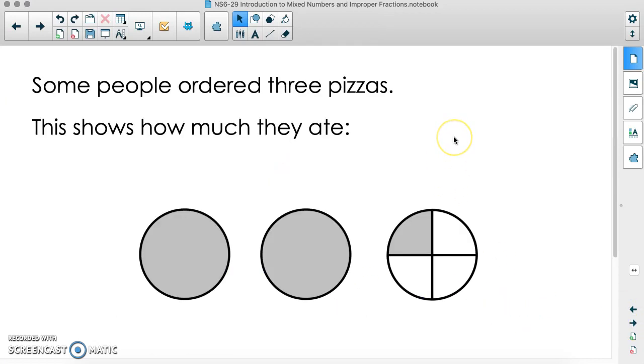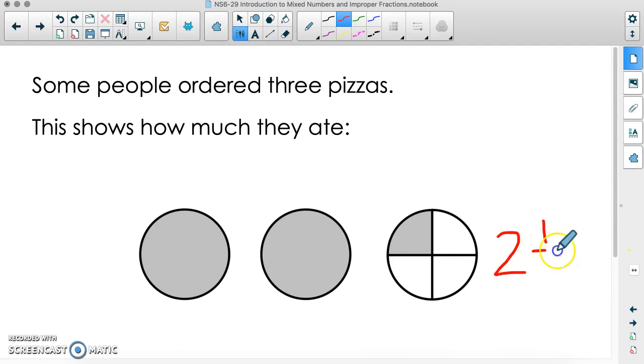So let's look here. Some people ordered 3 pizzas, and the pictures show you how much of the pizza they ate. So how many whole pizzas did they eat? Well, we have 2 wholes shaded here, so they ate 2 whole pizzas. And then what fraction of another pizza did they eat? Well, they ate 1/4 of the other pizza. So in total, they ate 2 full pizzas and 1/4 of the last pizza. This is how we would write this as a mixed fraction.